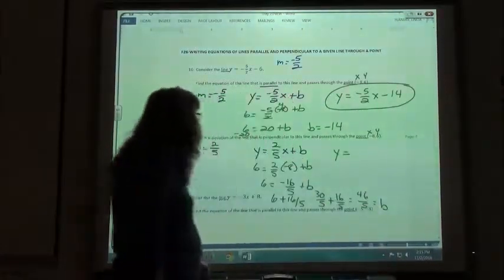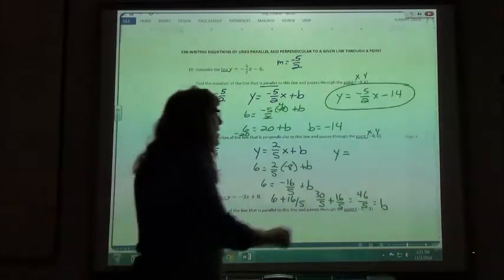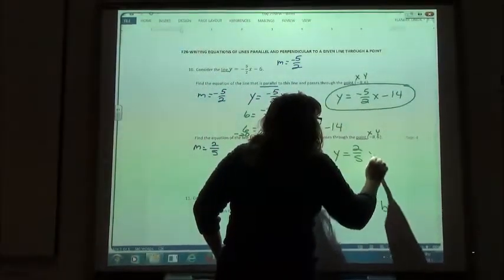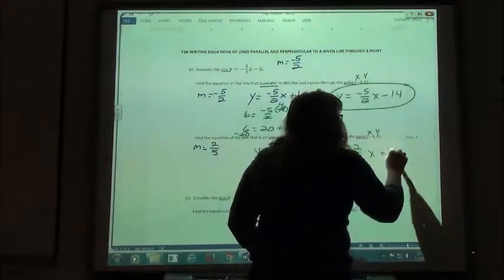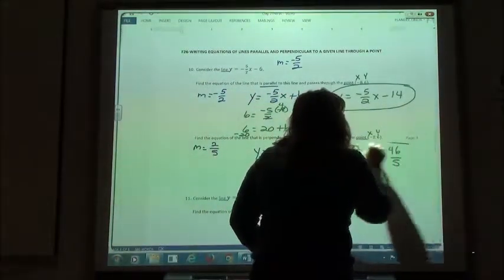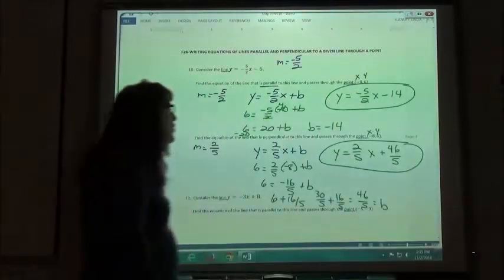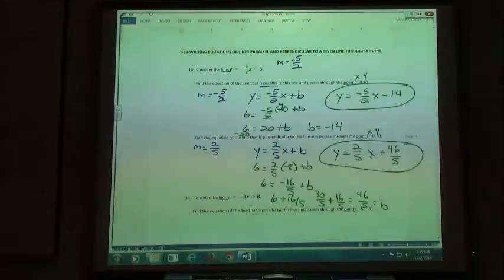So now that I know my value for b, I can write the equation. For my perpendicular line, my slope was 2/5. So y equals 2/5 x. My y-intercept, 46/5. So y equals 2/5 x plus 46/5.